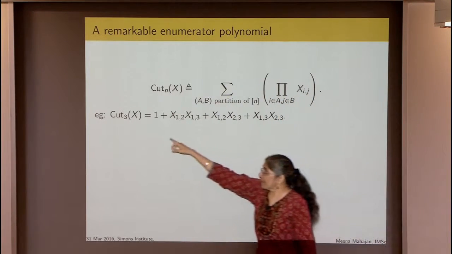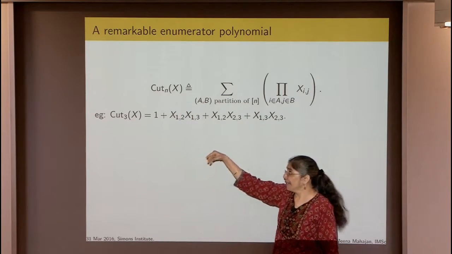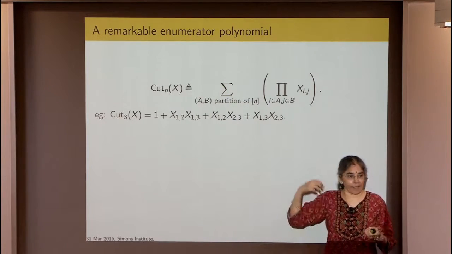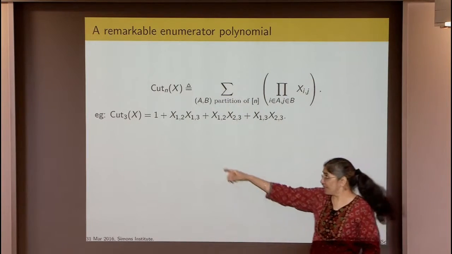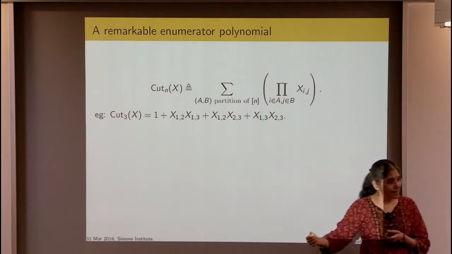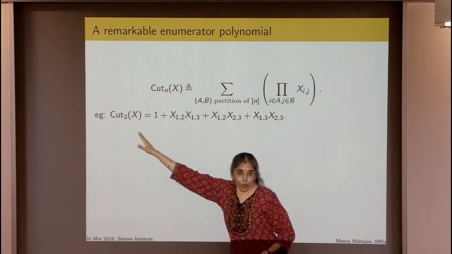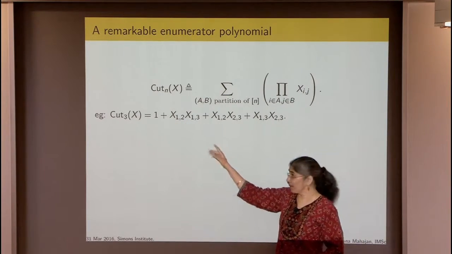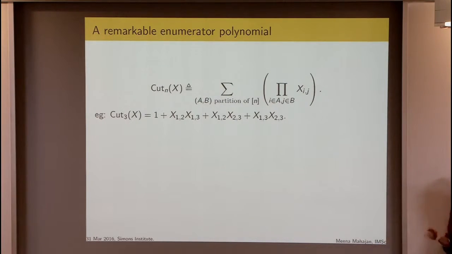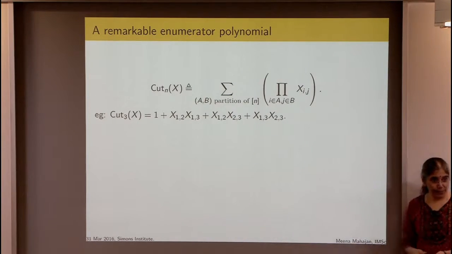So as an example, if I'm looking at the third polynomial, so I have the graph K3. In that, the partition is either a trivial partition, 0 on one side and all 3 on the other. That's going to give rise to this monomial. Or it has a partition where one side has a singleton and the other side has 2 elements. So this monomial comes out when vertex 1 is on one side and 2 and 3 are on the other side. And similarly for the other two cases. So this is the cut polynomial for K3. Now you have a cut polynomial for K4, K5, and so on.